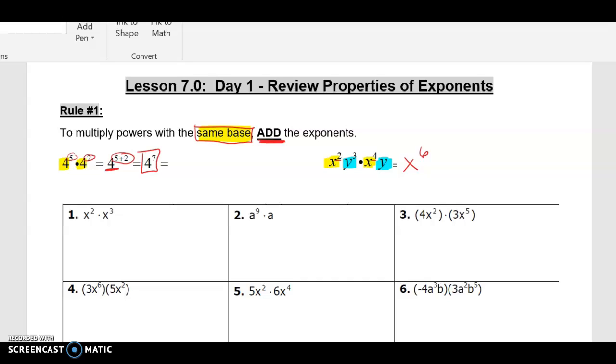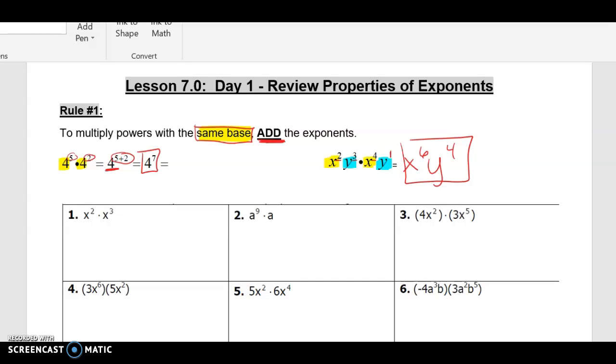Then I want to look at my y values. I have a y to the 3rd, and then I just have a y. When we don't have any exponent there, I think we've talked about this before in class, we can assume that it's just a 1. So for my y's, I would have 3 plus 1, which is y to the 4th. And that's my simplified answer. That's the only rule that we're going to talk about today.